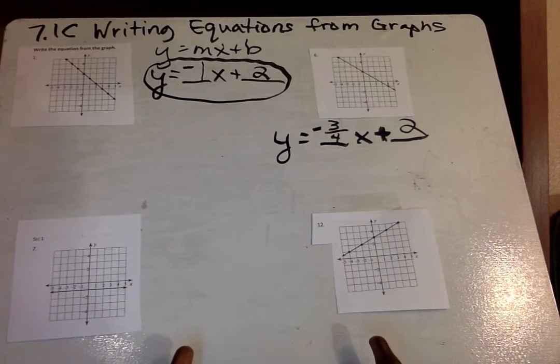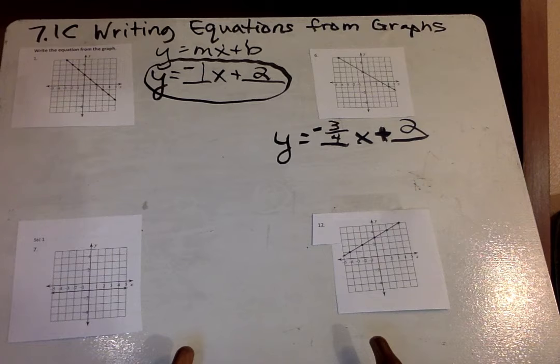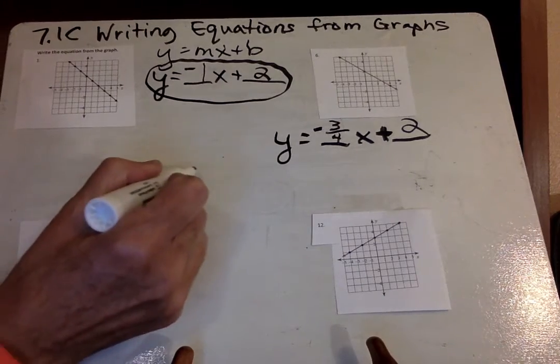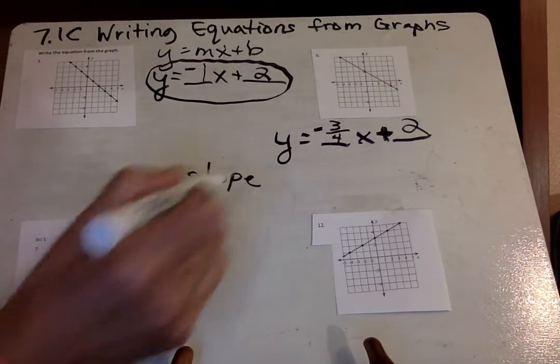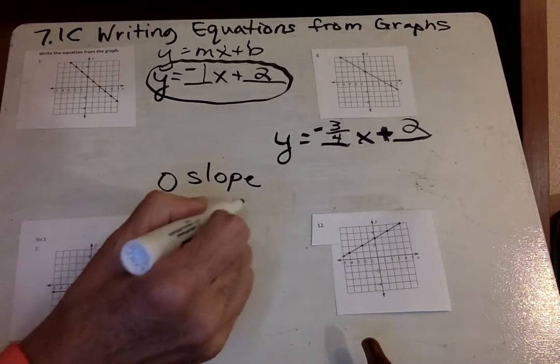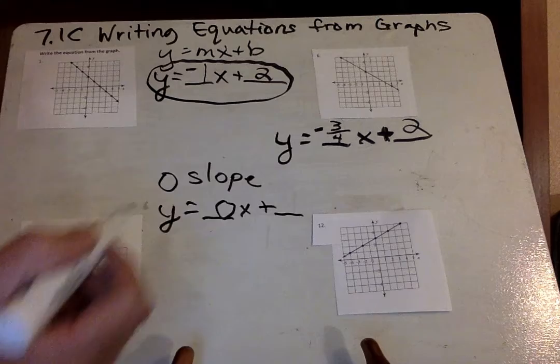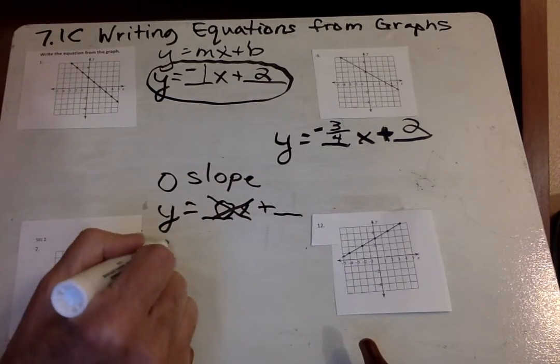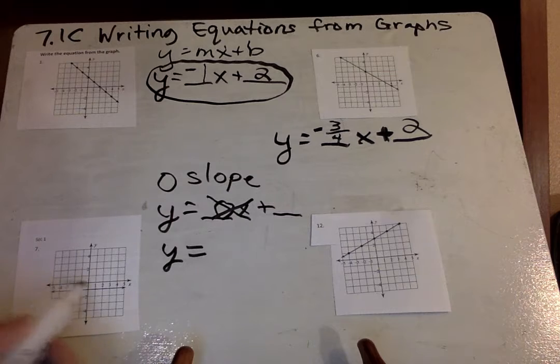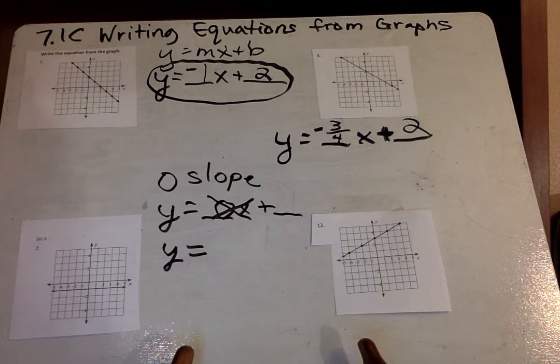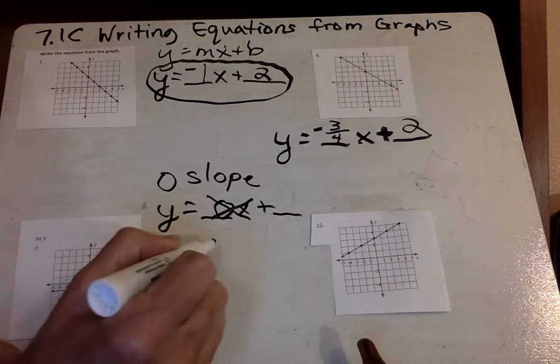Okay? Then on this number 7, we see it's a horizontal line. And we remember, oh, is it 0 slope or undefined slope? Because it doesn't go up and it doesn't go down. So it's 0 slope. So we could say y equals blank x plus blank. But we know 0x means it's not going to go up, it's not going to go down, so we don't even have to write it. So we say y equals, and it looks like it's 1 below the origin, so y equals -1.